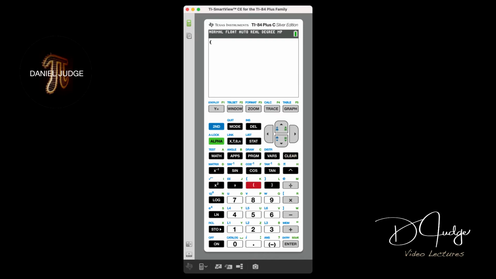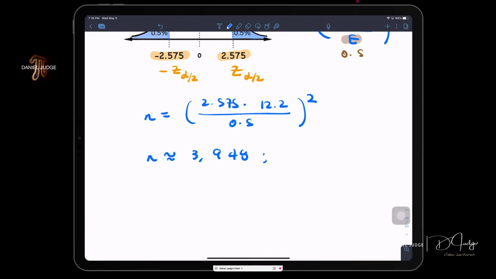So we're going to say parentheses 2.575 times 12.2 divided by 0.5. Close that. Then you raise that to the second power. So you're going to round this up to the nearest whole number. So now n here is approximately 3,948. So the minimum sample size needed, you need at least 3,948 data values in this particular study here.